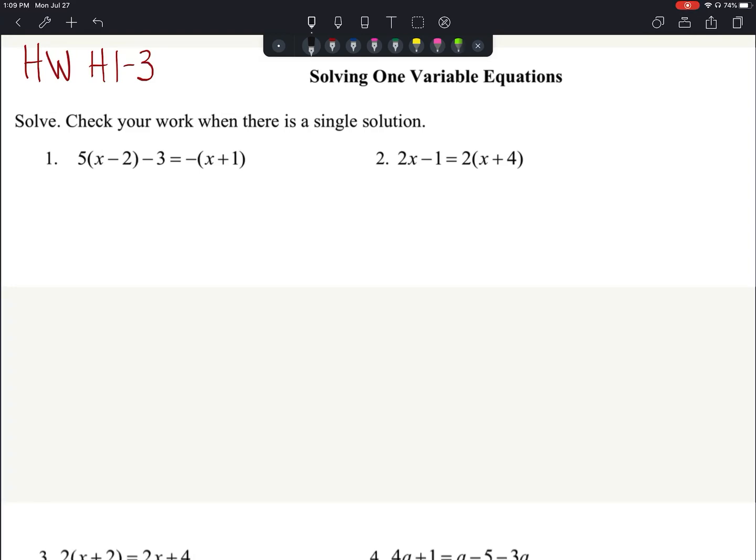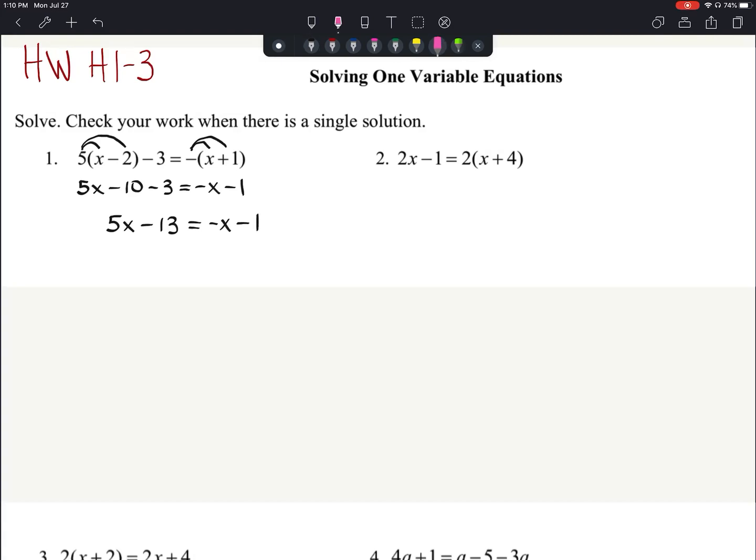When we start out doing that on number 1, we can go ahead and distribute this 5 through. We are going to have 5x minus 10, and then minus 3 is going to equal. On the other side here, we're going to have to distribute this negative through. We're going to be taking away an x and taking away a 1. So we have negative x minus 1. The left side can simplify a little bit more. We have negative 10 minus 3 is the same thing as taking away 13. So we have 5x minus 13 is equal to negative x minus 1.